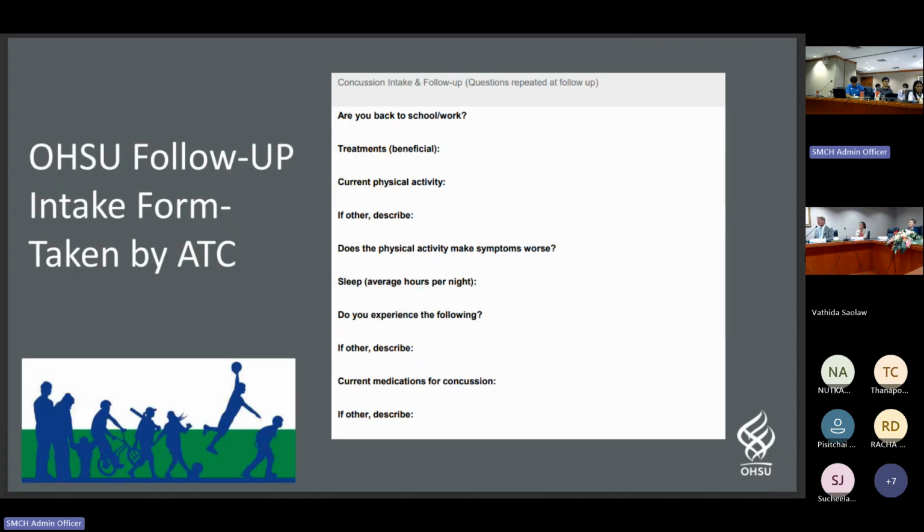When they come back for follow-up, then we go through some other issues. Are you back to work or school? What treatments have you found beneficial? Does physical activity make your symptoms worse? And then how much are you sleeping? And also what medications you're taking for concussion. So we have a database that's gone back for about 10 years now that has all this information that we follow.